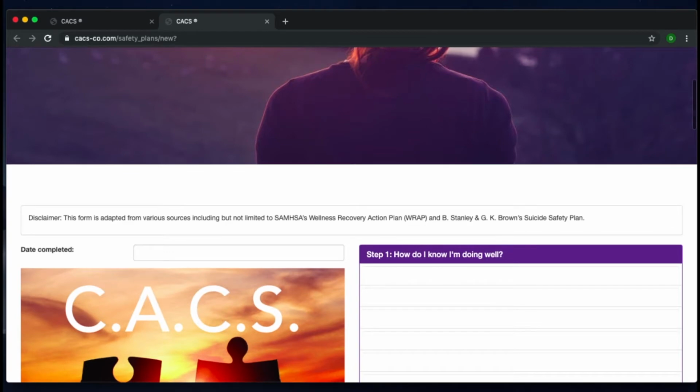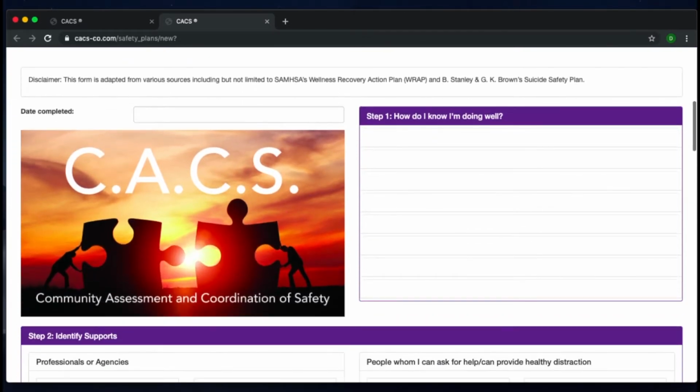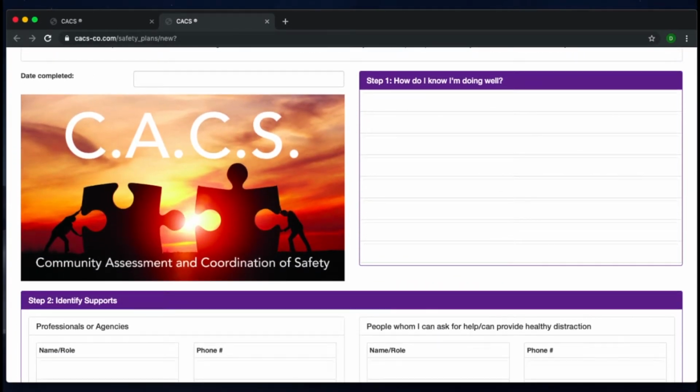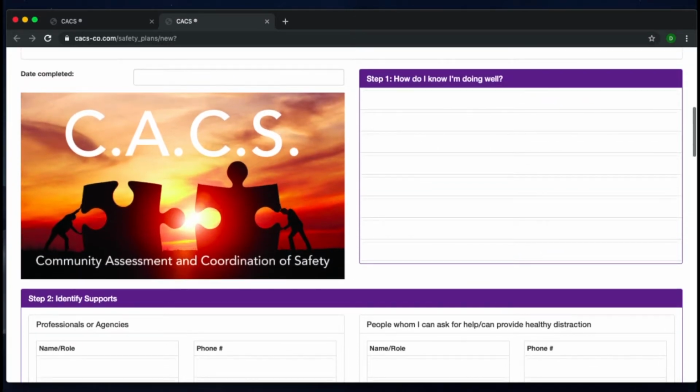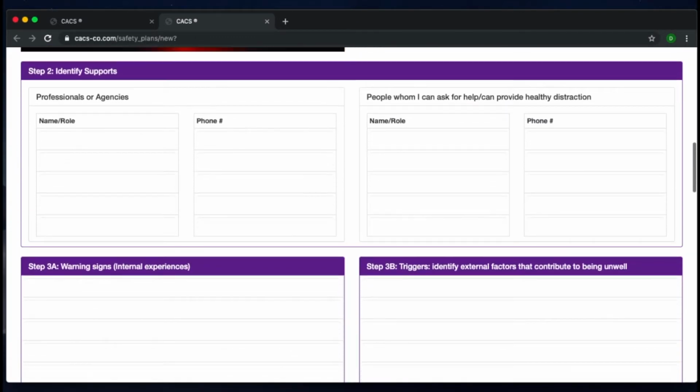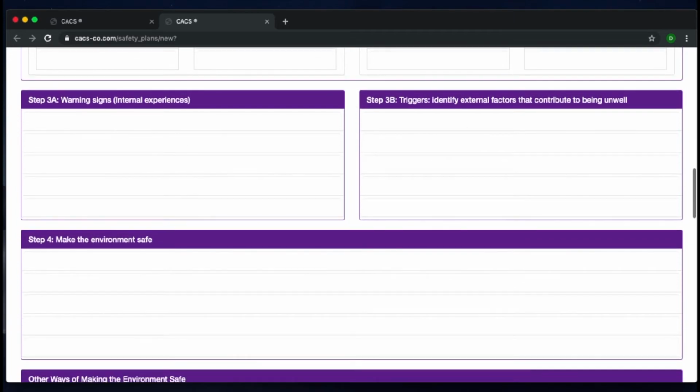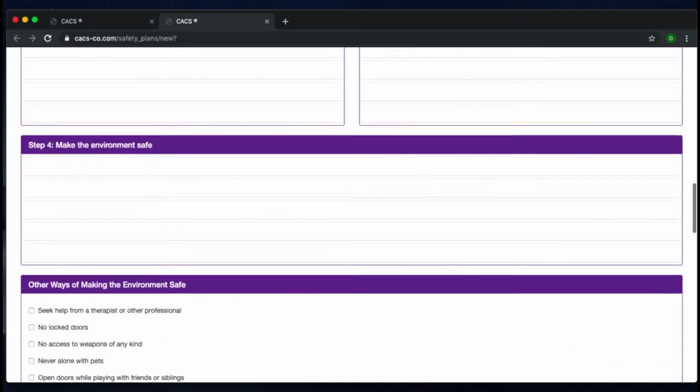So for our 12-year-old, our pseudo client that we're demonstrating today, you potentially would walk through this with her of how are we going to keep her safe. So for a lot of people, the questions in our safety plan should look familiar. It's inspired again by Stanley and Brown's safety plan, as well as SAMHSA's WRAP plan, which is Wellness Recovery Action Plan. And so potentially you would walk through this with your student or person in crisis and capture in their language what's going on for them. Who are their supports? What are the warning signs and triggers? What are some ideas to make their environment safe?